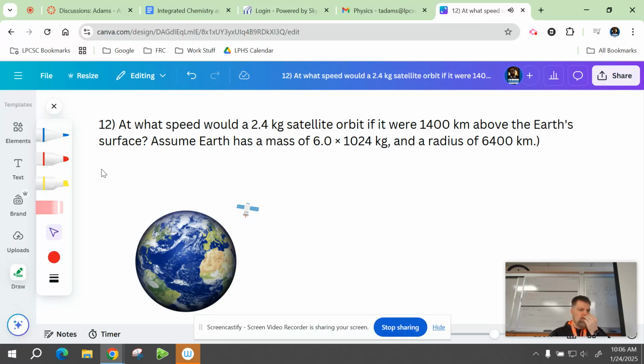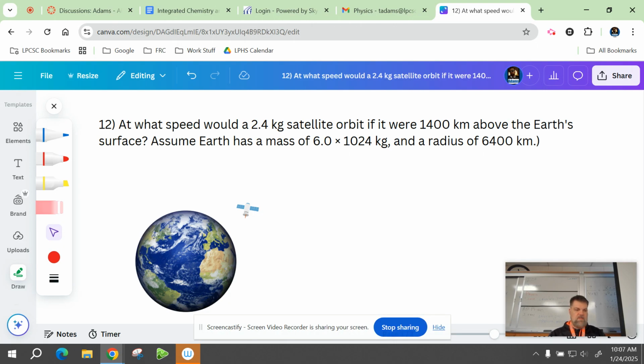All right, so for number 12, it says, at what speed would a 2,400 kilogram satellite orbit if it were 1,400 kilometers above the Earth's surface? Assume the Earth has a mass of 6 times 10 to the 24 kilograms and a radius of 6,400 kilometers.